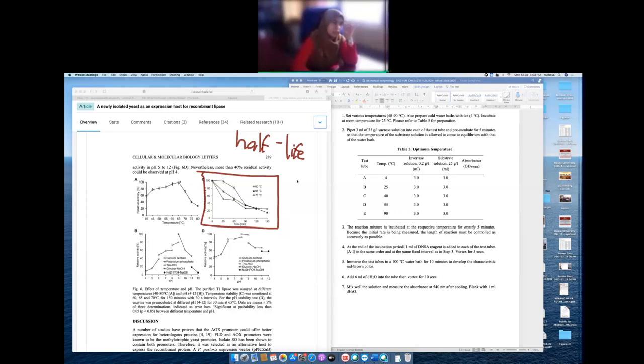Half-life is the, not a temperature, the time and the temperature for the enzyme having 50% of the residual activity. Okay, I repeat, half-life is the time and temperature where the enzyme has 50% of the residual activity. Now you still remember we assayed each of the beakers just now.